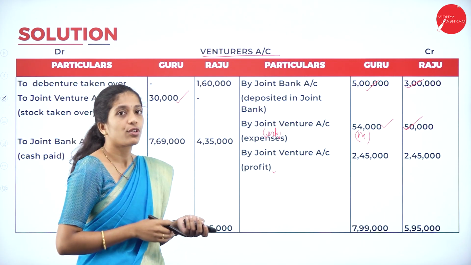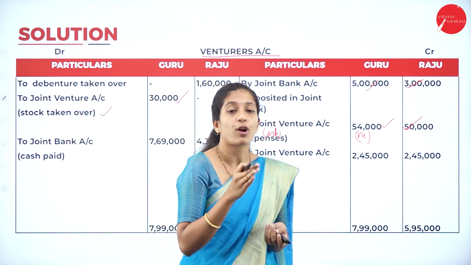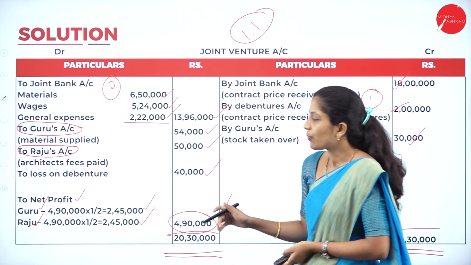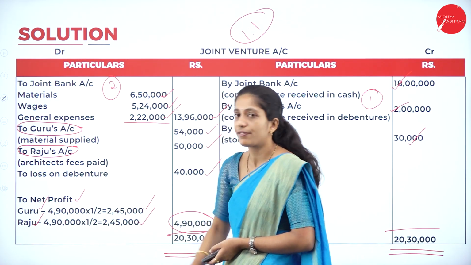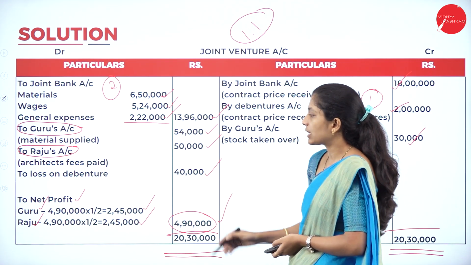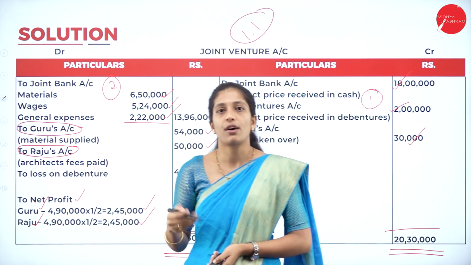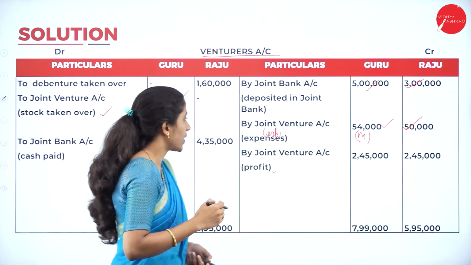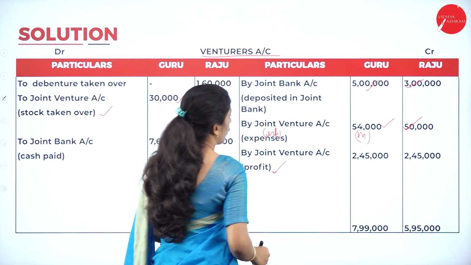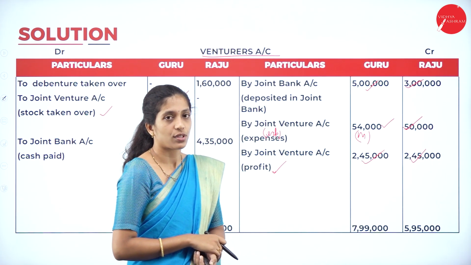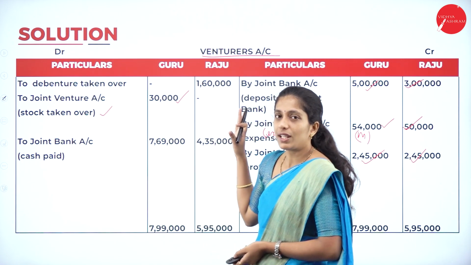Next, what you have to do? We have to transfer the profit of joint venture. If you see this joint venture account, we had a profit which has been transferred to Guru and Raju. Now transfer this profit, that is 2,45,000 and 2,45,000. So how do you record? By joint venture account, that is for transfer of profit 2,45,000 and 2,45,000. So we are done with the credit side.